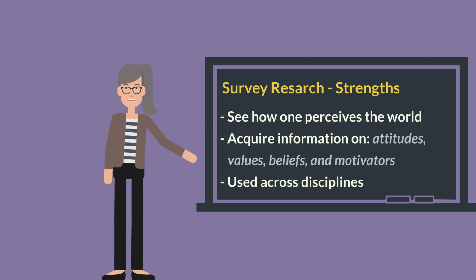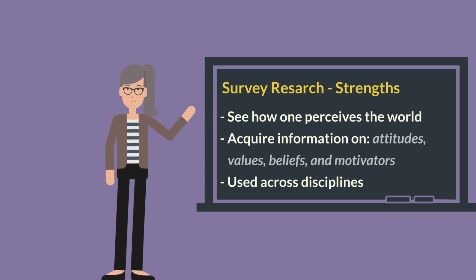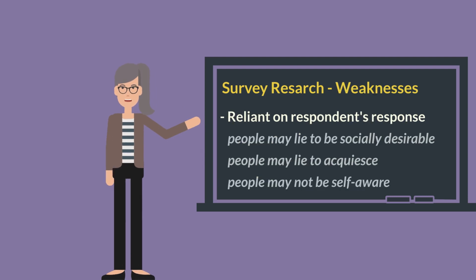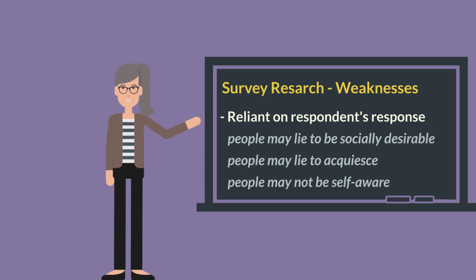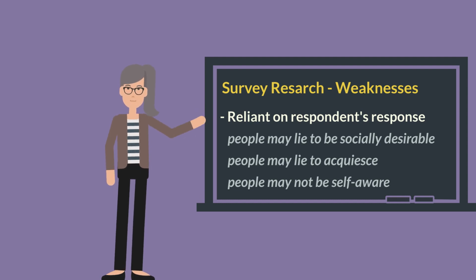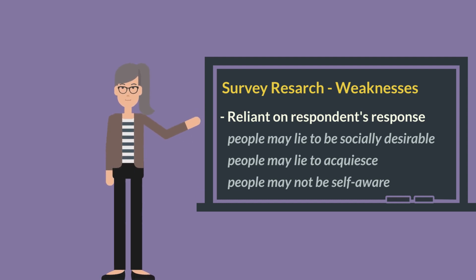While the advantage of survey research is that it allows us to explore how someone perceives the world, it is also a disadvantage because we are solely reliant on a respondent's response, which may not be 100% accurate. People may lie to appear more socially desirable. People may lie to acquiesce. People may just not be self-aware on the issue or topic. There is even the possibility that people may just not remember the specifics of a previous event.